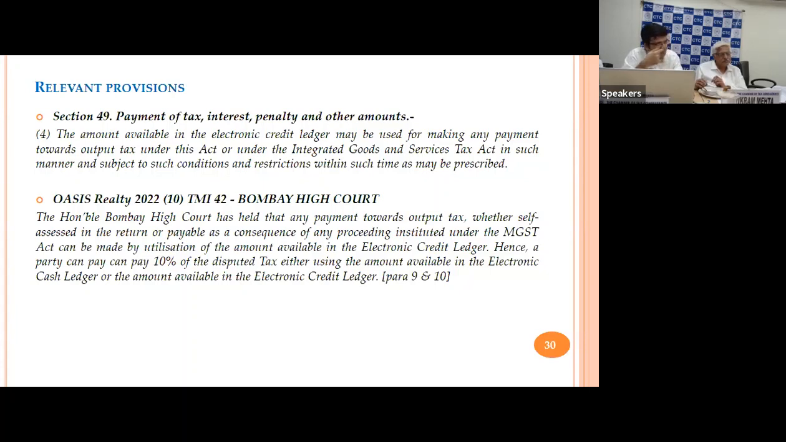Now, what was happening? If you are aware, while filing appeals this issue of pre-deposit was also coming. When you have to file an appeal before the Commissioner (Appeals), you have to pay a 10% pre-deposit. So assessees were paying through the electronic credit ledger. In that also, many times the appeals were being rejected on the ground that you have not complied with the pre-deposit requirement. In the case of Oasis Realty, the Bombay High Court has held that the amount available in the ITC ledger can be used for making the pre-deposit payment. So there also they have accepted.